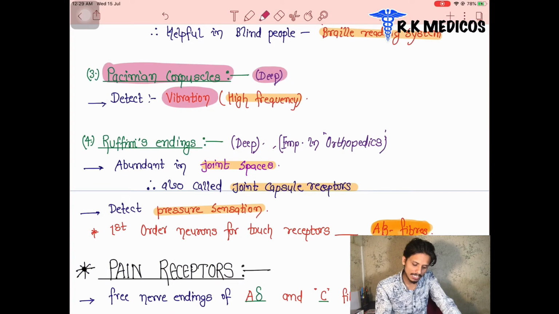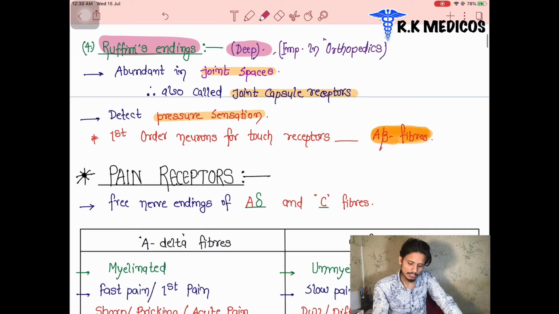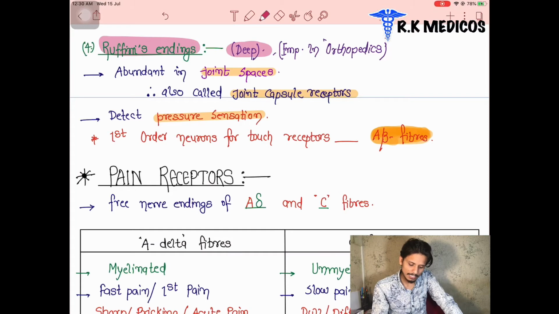Now we are going to see Ruffini's endings. This is also a type of touch receptor, and is it situated deeply or superficially? Deeply. They are mostly useful in orthopedics. Orthopedics is basically related to the bone. Most of these receptors are situated in the joint regions. Orthopedic doctors check our joints and the different parts of the bone and bone functioning, so they check how these receptors work, or whether they work abnormally. They are present in the joint capsule and sense pressure.